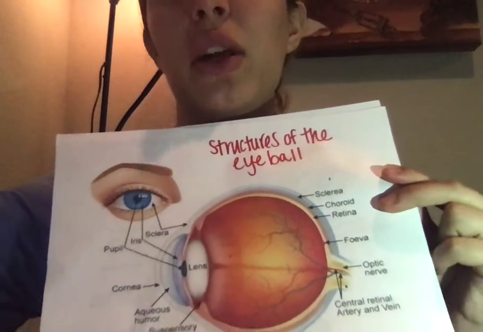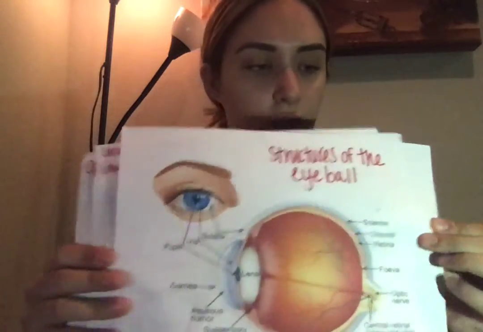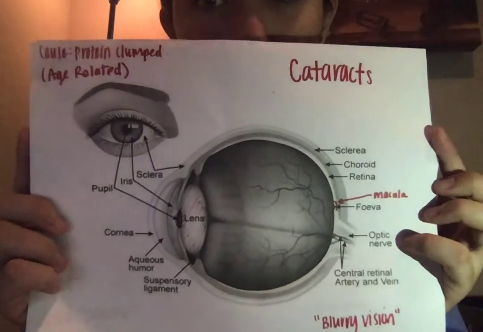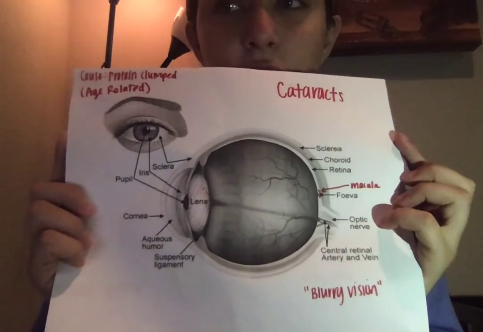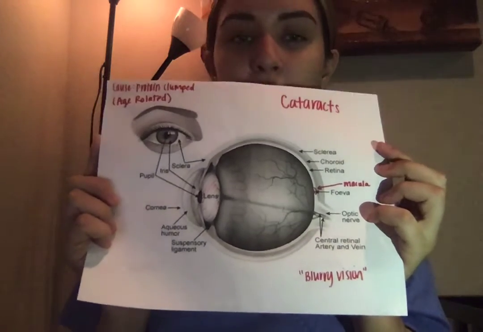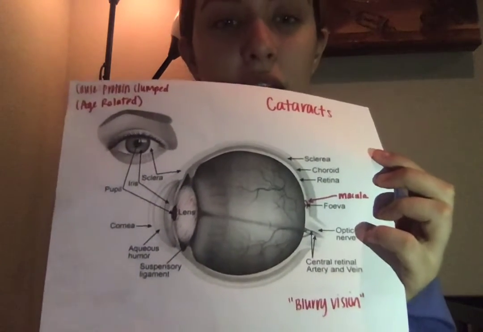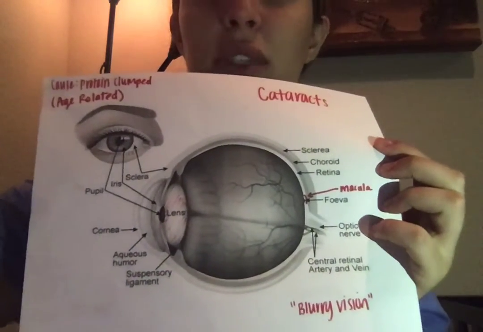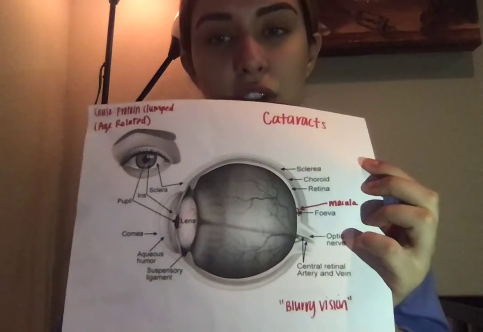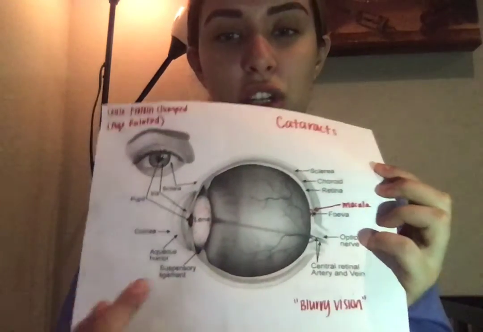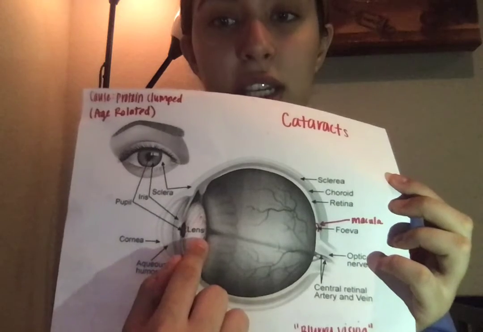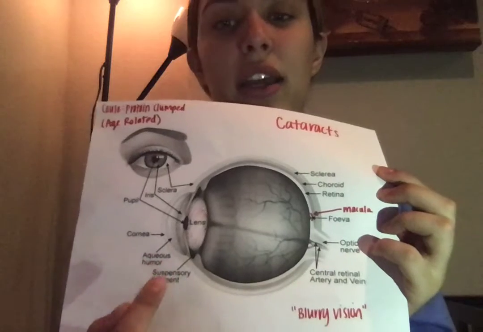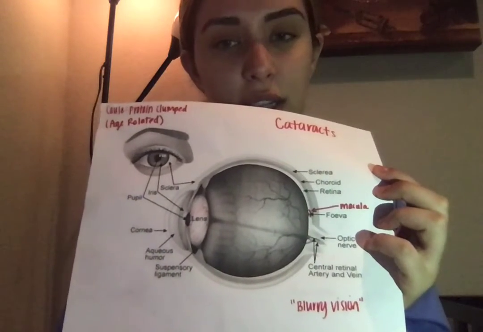Okay, so now we're going to move on to our first eye condition here, and that is going to be cataracts. Okay, so I have all of the labels structured here. But the area affected for cataracts is going to be your lens, your macula, and your optic nerve. And the sign and symptom of cataracts is blurry vision. The reason they have that blurry vision is because we have some buildup of protein that blocks that area, so you are unable to see.